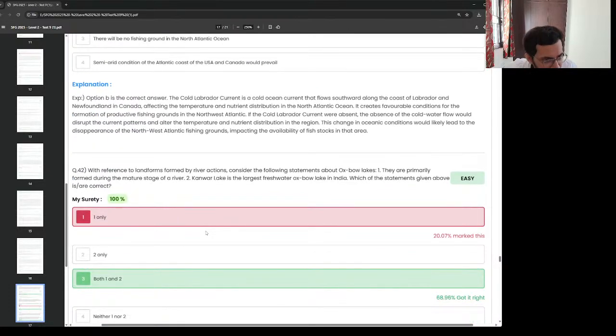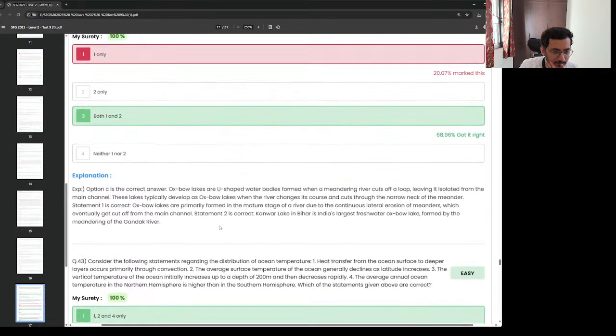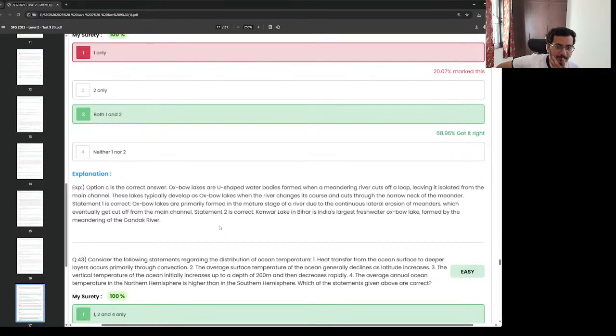Then the western landforms formed by river. I thought Jhelum Lake is the largest freshwater lake. I think this is incorrect. Yeah, Kanwar Lake is the largest freshwater lake formed by meandering of the Kosi River. I think Jhelum is bigger than Kanwar. I will probably have to check this.